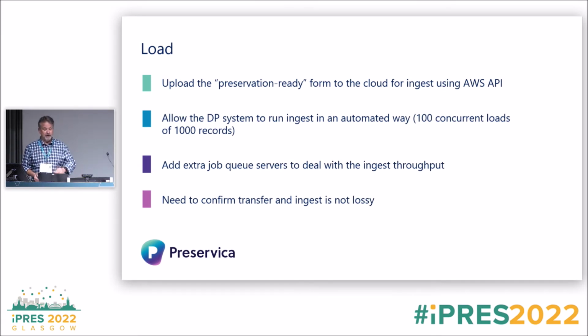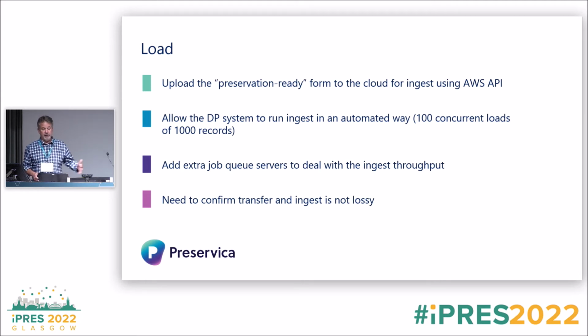We just send it all into Preservica using an AWS API, and we allow the digital preservation to munge its way through. And we run about 100 concurrent ingest processes of 1,000 records each. And we stoke the system up. We add extra servers to get through that list.